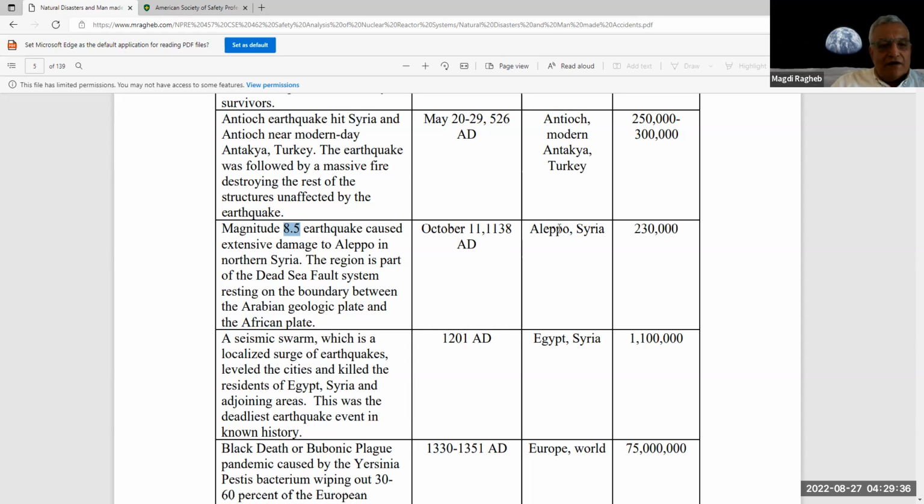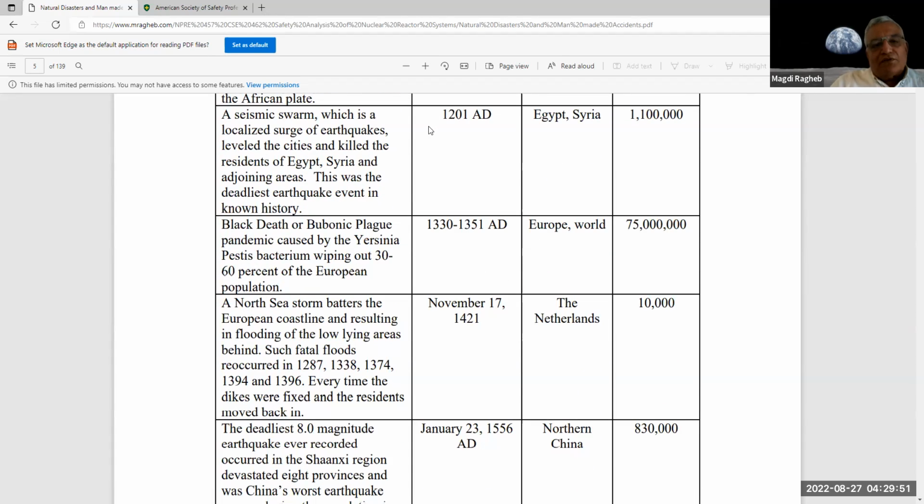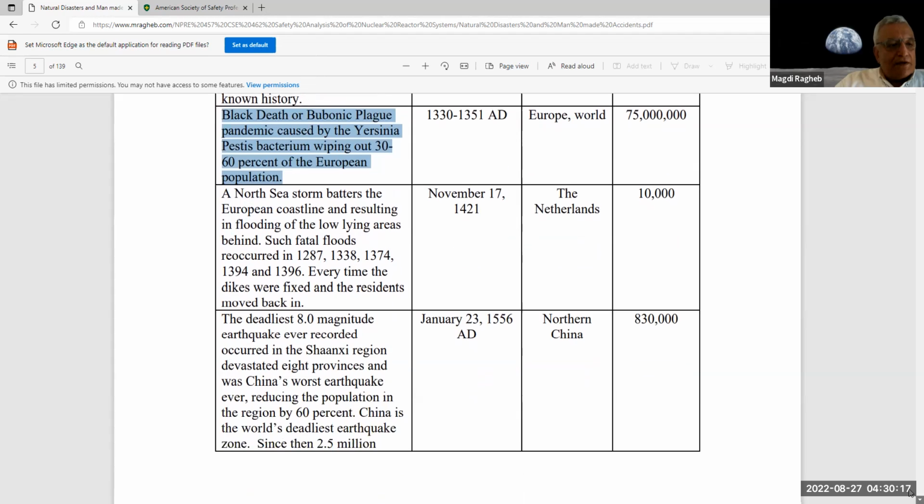This happened again in the area of Syria. Aleppo is a city along the Mediterranean in Syria. 230 people perished in that event. In Egypt and Syria, again, all their ancient temples were, not all, but most of them were destroyed in 1201 AD. That was what people call a swarm of seismic storm, meaning many earthquakes happening all together. Oh, now that started causing lots of damage. 1.1 million people perished.